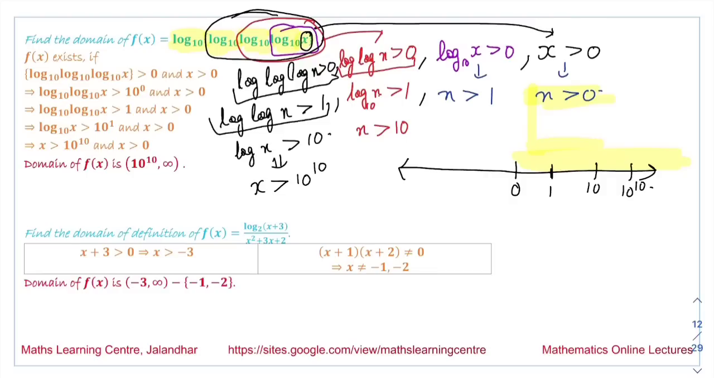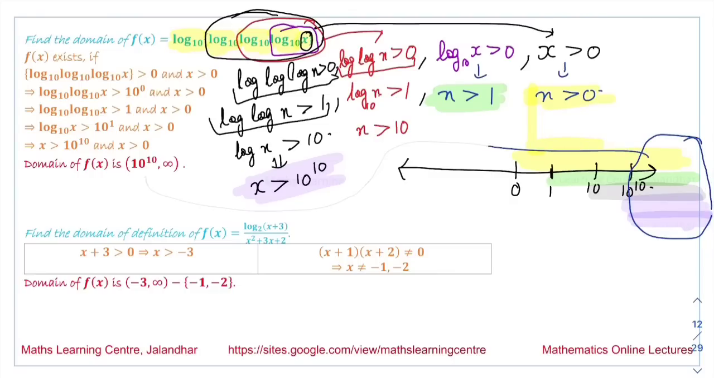Next we are saying x is greater than 1. So these are the points we are talking about. Next we are saying x is greater than 10. So these are the points we are talking about. And last we have x is greater than 10 raised to the power 10. So the common points we have over here, these are the common points we are talking about. So the answer we are obtaining in this case is 10 raised to the power 10 to infinity. The domain of this function is 10 raised to the power 10 to infinity.